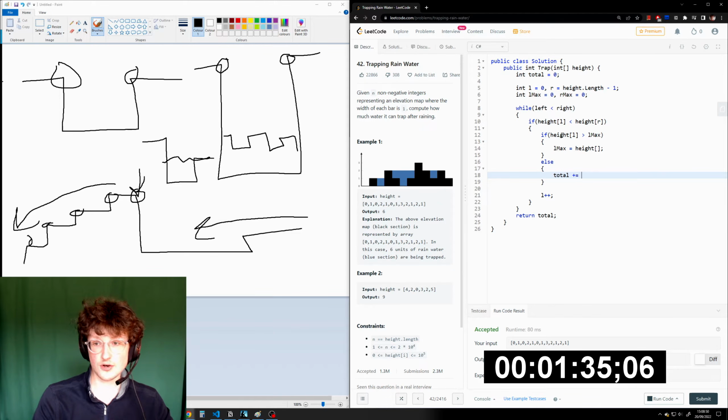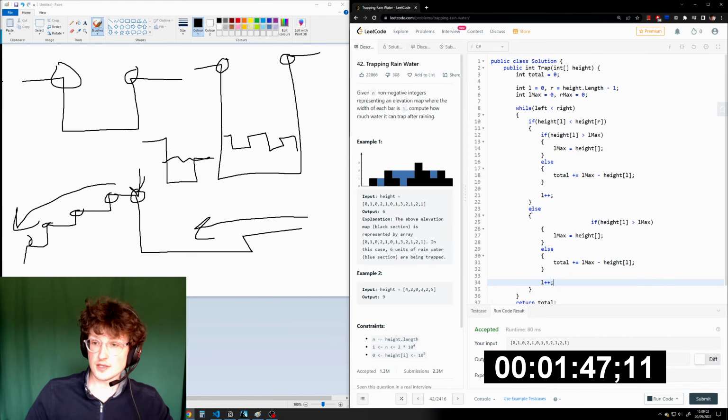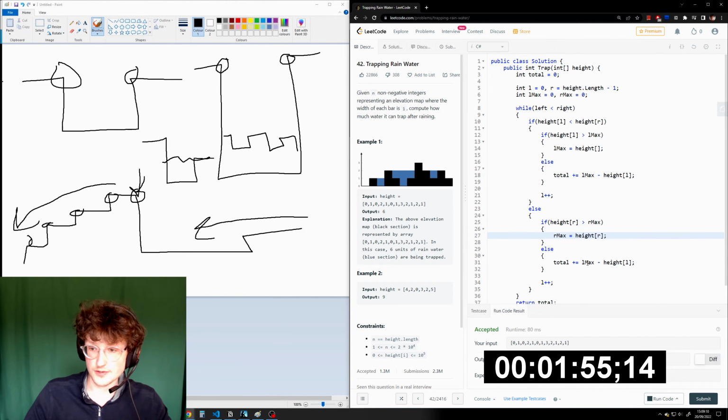Else we add to the total, and remember whenever we're moving through the left, we're limited by the left side, so we use the left max to calculate the potential height of the water. Else we do all this, and now this is the annoying bit where we do all the typing and stuff. I don't know a faster way to do this, except when we're incrementing we decrement because we're going backwards.